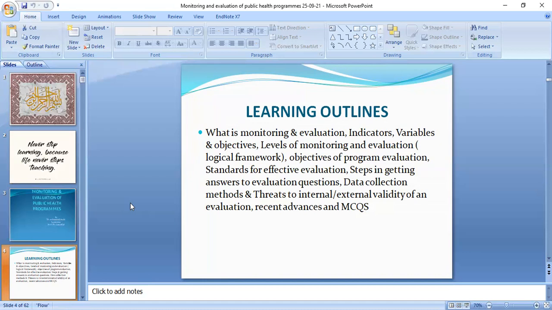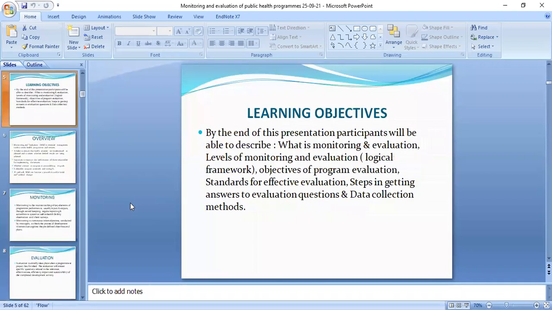and objectives, levels of monitoring and evaluation, the logical framework, objectives of program evaluation, standards for effective evaluation, steps in getting answers to evaluation questions, data collection methods and threats to internal and external validity of an evaluation, and at the end, recent advances and MCQs.